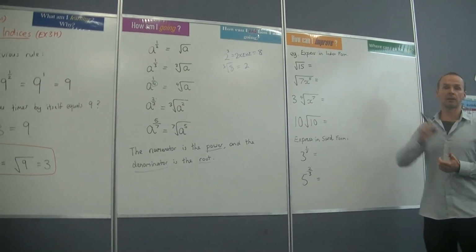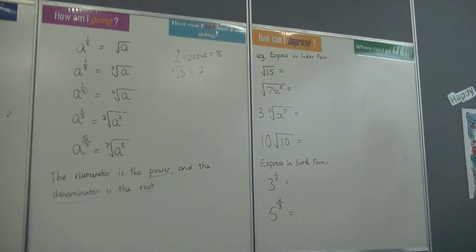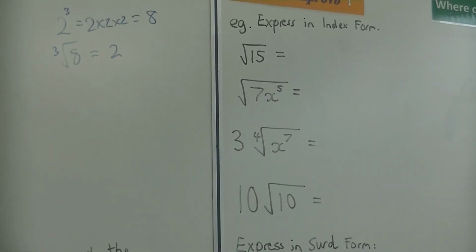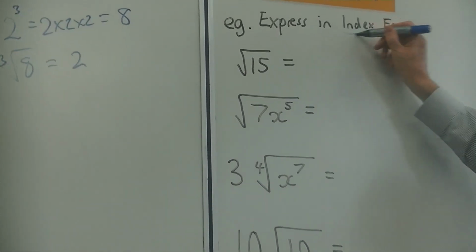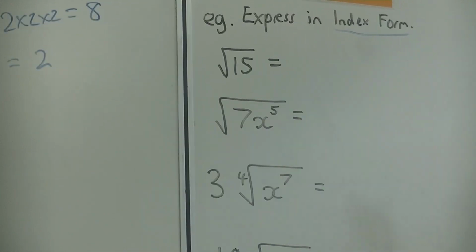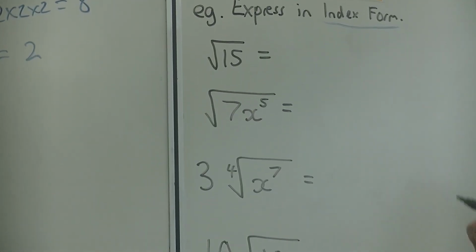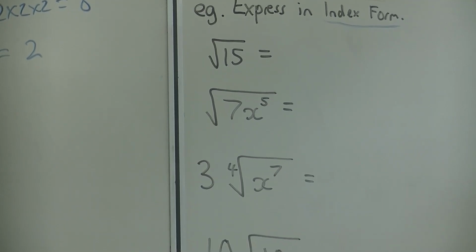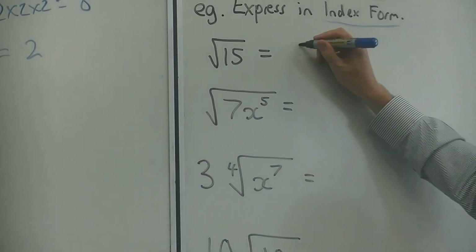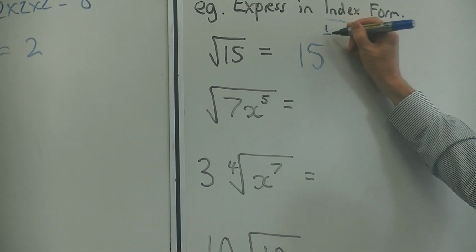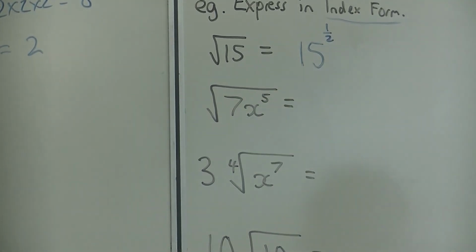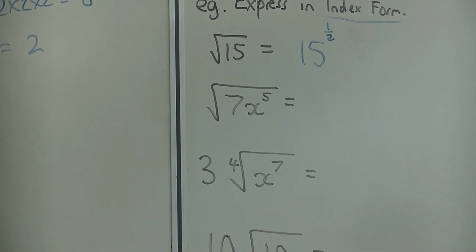So if you come over here to my last board, these are the type of questions you'll get in a test. First one, square root 15 expressed in index form. So this is in surd form at the moment. So the square root, if you remember from a few minutes ago, means to the power of a half. So to write this in index form, you write down 15 to the power of a half, and we're done. Because the power of a half means square root. So that was an easy one.